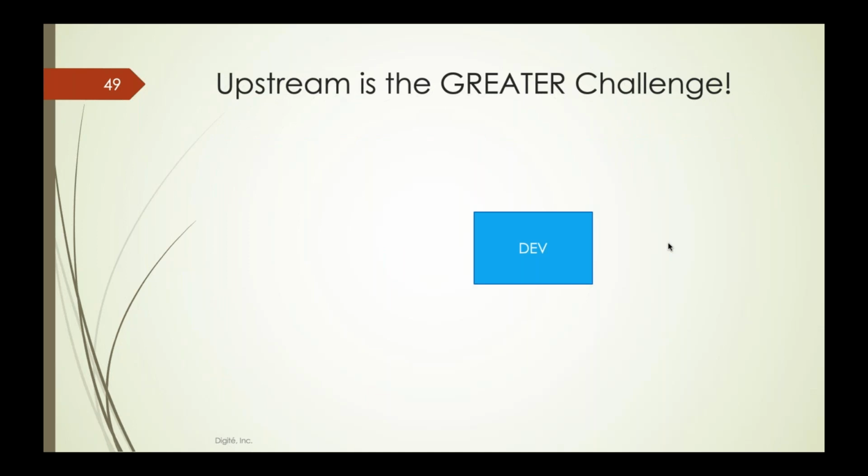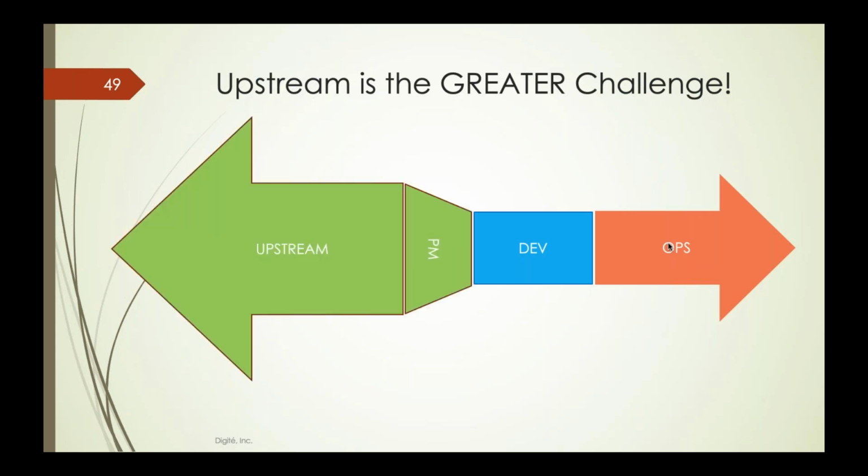So typically what we've seen, and what we've seen our customers realize, is that you start off with the focus in the dev, but really the upstream is your bigger challenge. So just a simple visualization of that. Typically we've seen Kanban historically has had a strong focus on dev and ops, but it is really the upstream that is the bigger challenge.